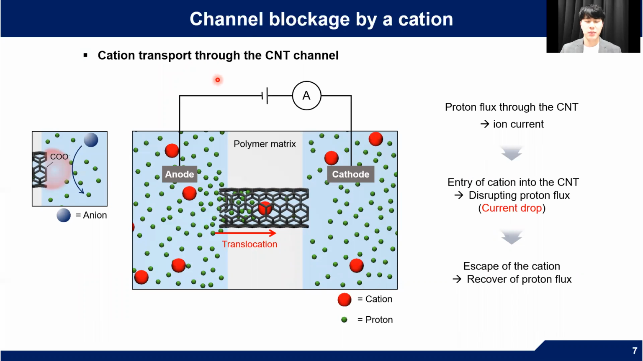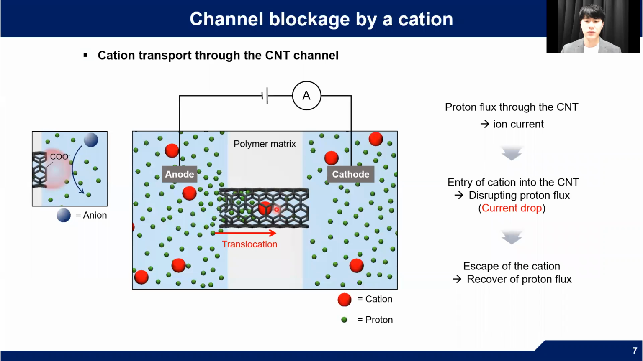The current drop events can be caused by channel blockage by a salt cation. When there is a transmembrane voltage across this CNT channel, a proton flux is formed toward the cathode, producing a stable baseline ion current. The salt cations dissolved in the solvent are also transported toward the cathode, and they can enter the channel. Since there are differences in the electrophoretic mobilities between salt cations and protons, it causes disruption of the proton flux, producing the current drop event.